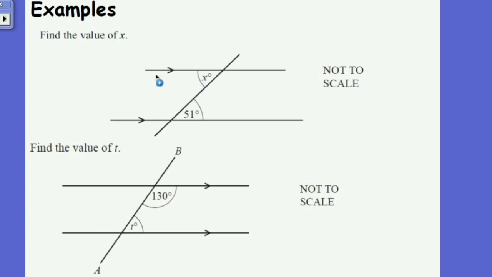How will we calculate? These 2 parallel lines are forming 2 angles, that is, alternate angles. It's forming the letter Z. So what is X? X is equal to 51 degrees because of alternate angles.